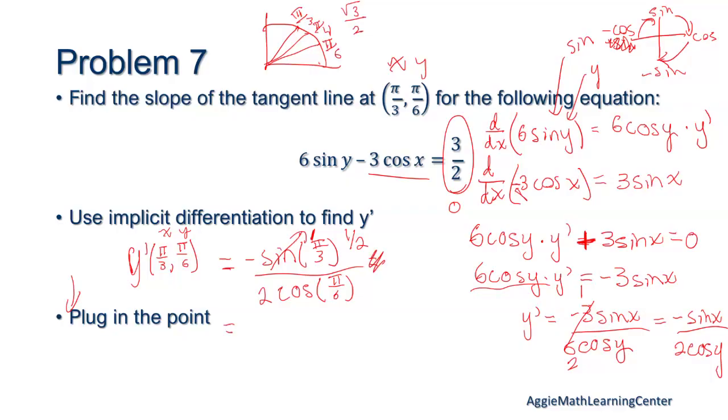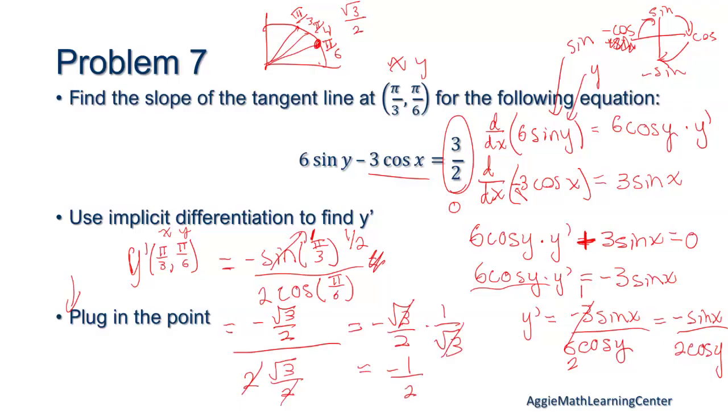Okay, we'll write it down here because we're out of space. So this will be negative root 3 over 2 over, and then this one is pi 6, which is root 3 over 2 for cosine. So it'll be 2 times root 3 over 2. Those 2's are going to cancel. So we'll have negative root 3 over 2 times 1 over root 3. Look at that. Isn't that nice? That's a well thought out problem. So we're left with negative 1/2.